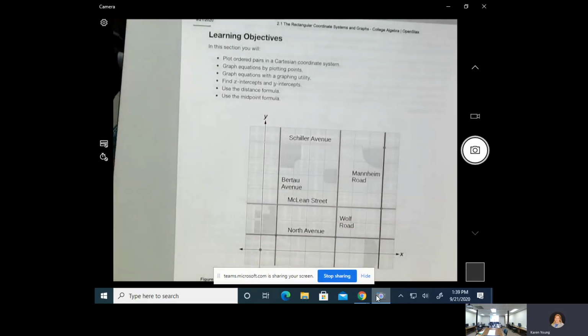So what we're going to look at today is starting chapter 2, section 2.1. It's the Cartesian coordinate system. So we're going to start graphing, writing equations of lines and graphing lines and all these neat little things. Today we're going to look at the x and y intercepts, the distance formula, and the midpoint formula. I'm pretty sure most of us are familiar with plotting points.